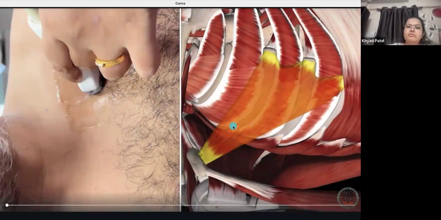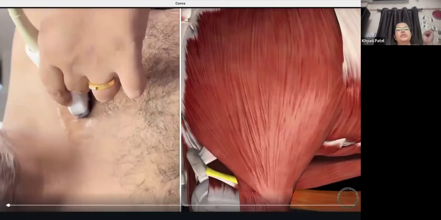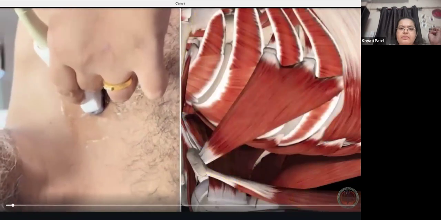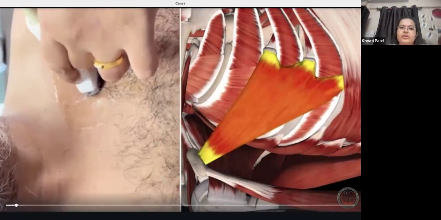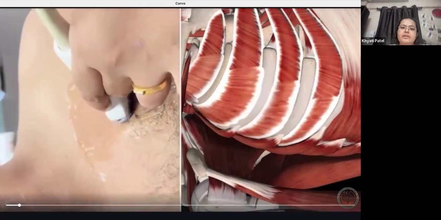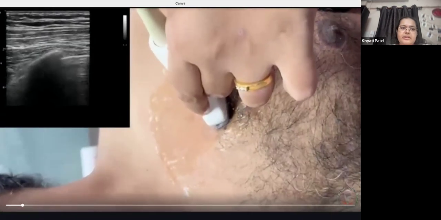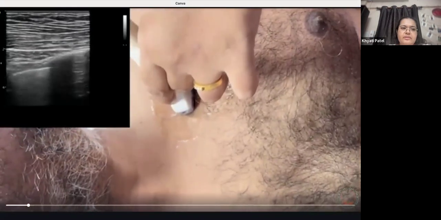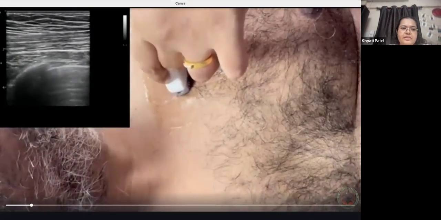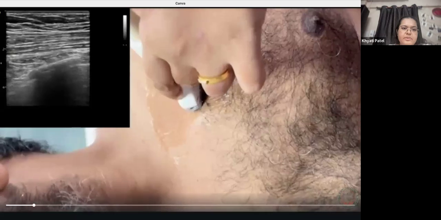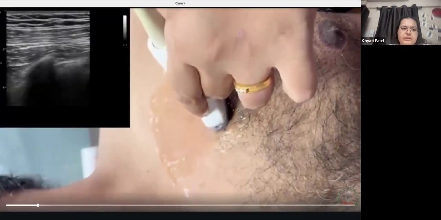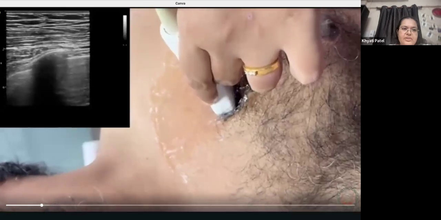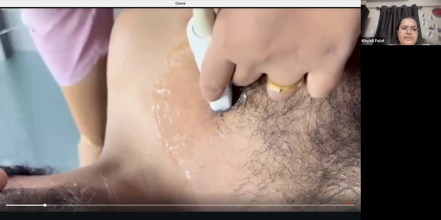So starting from the anterior shoulder with the patient in supine position, we will be seeing pectoralis major, minor, and serratus anterior. That is the ultrasound image where you can see pec major, minor, and the ribs, which are black shadows. In between you could see the pleura, which is white. As you scan downwards, serratus anterior will appear.